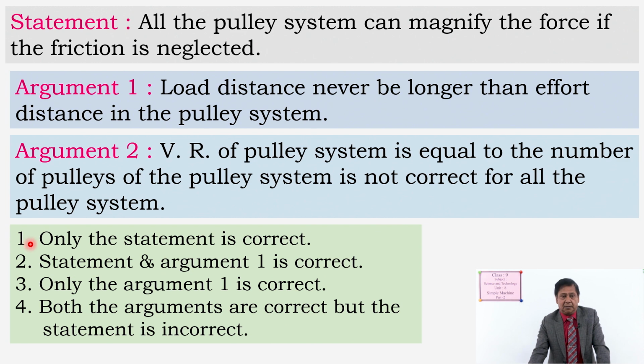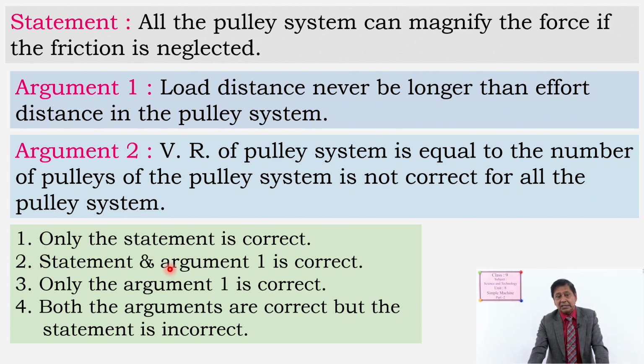Option number 1, only the statement is correct. Now is it correct? All the pulley systems can magnify the force if the friction is neglected. No, a single fixed pulley cannot magnify the force. For the magnification of force, effort distance should be longer than the load distance, but in a single fixed pulley, effort distance and load distance are equal. VR is 1. That's why it cannot magnify the force. That's why this statement is not correct. Option 1 we have to drop.